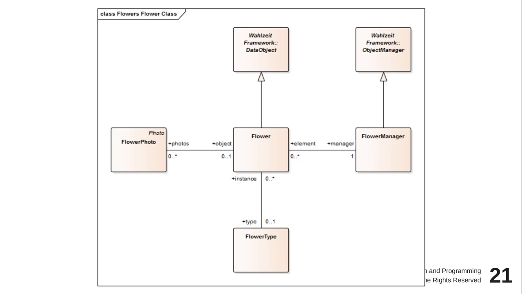So let's return for a short while to some examples. Our Wahlzeit example and the flower extension of the Wahlzeit framework. So here to the left is the flower photo, a subclass of photo, that we started with. Then in the center of this class model is the flower class, identifying a particular flower on my balcony or in my garden, and the flower type for modeling the type, and the flower manager for managing all the objects, not just flower, but also flower type objects, not shown here, so this is not a 100% complete class diagram.